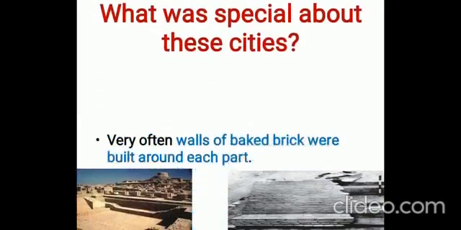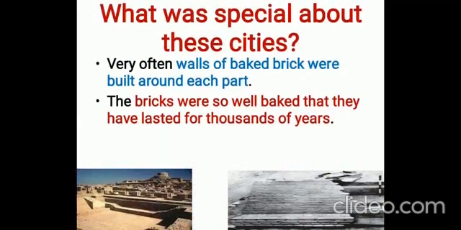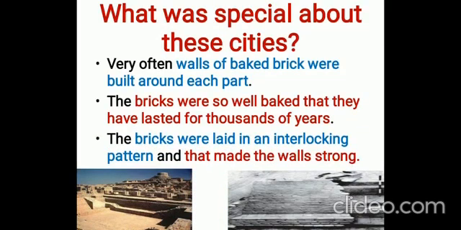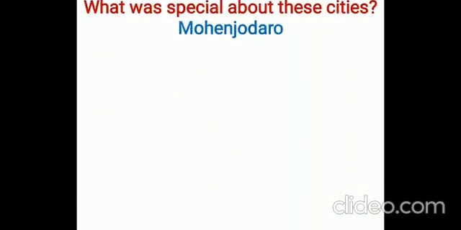What was special about these cities? Very often walls of baked bricks were built around each part. The bricks were so well baked that they have lasted for thousands of years. So they were very well baked. The bricks were laid in an interlocking pattern, which made the walls very strong, and they were not broken for long years. Yes. So now we will talk about what was special in the city Mohenjodaro.